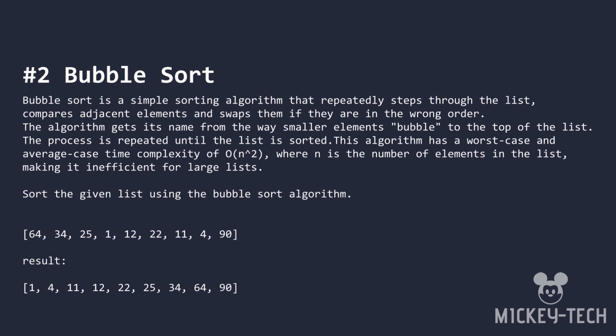This algorithm has a worst-case and average-case time complexity of O(n²), where n is the number of elements in the list, making it inefficient for large lists. Sort the given list using the bubble sort algorithm.